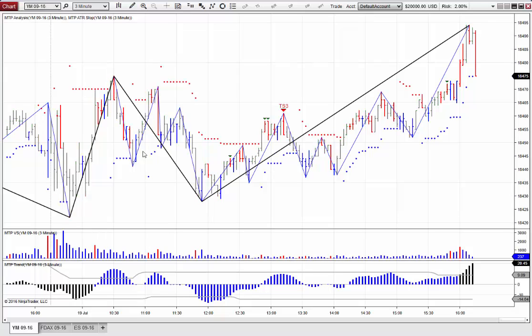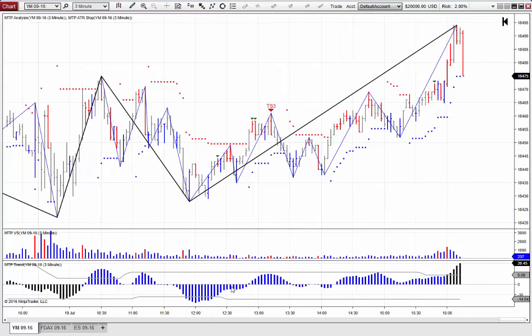Have a quick look at the YM. YM was really quiet. The MTP trend indicator was blue pretty much all of the day, therefore you'd have been avoiding these sell setups, so not very much at all on the YM.